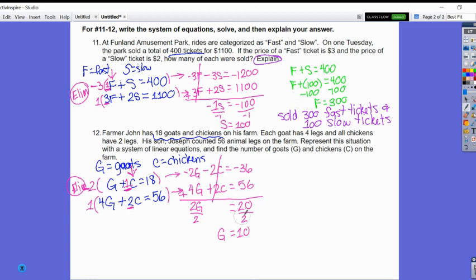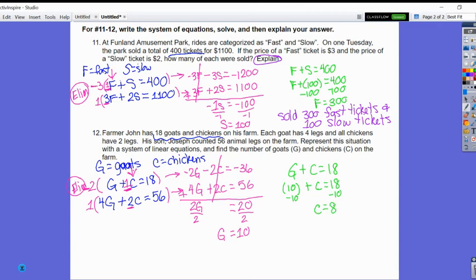Use one of our original equations now to help find the other variable. I'll go back to my top one. Again, I'm picking it because it has the smaller numbers. 18 should probably be easier to work with than 56 for me. So G plus C equals 18 was what we had used, and I just found out about G. That is 10 plus C equals 18. To solve for C, I have to subtract that 10 from each side, so C must be equal to 8.